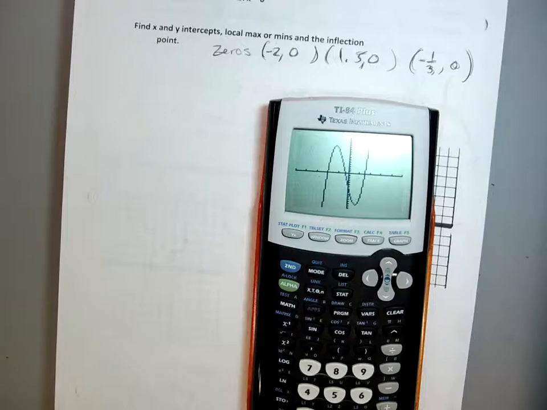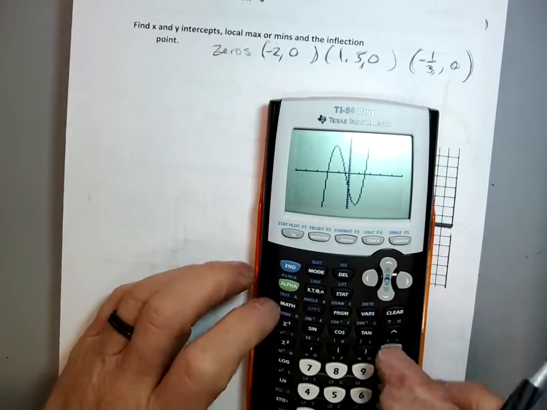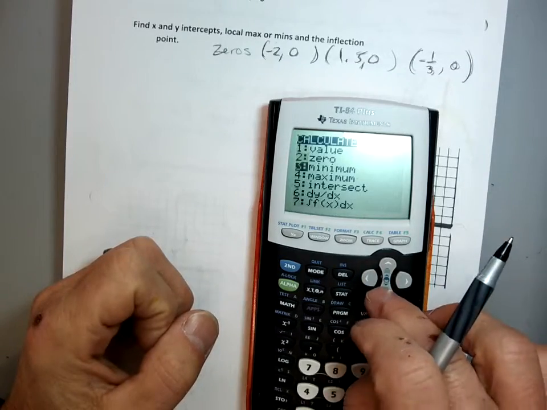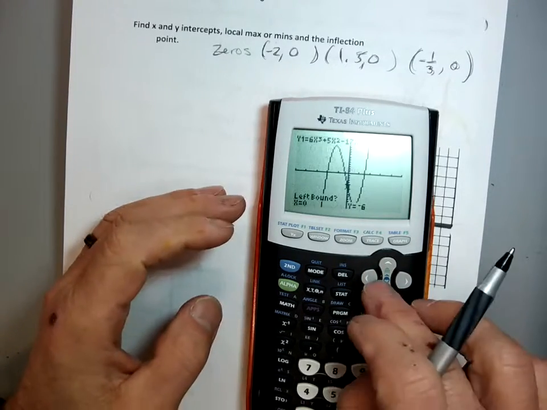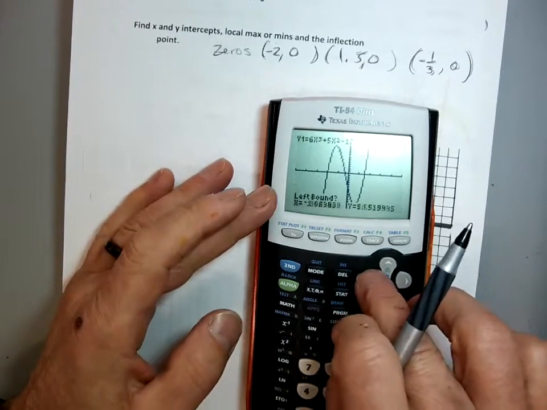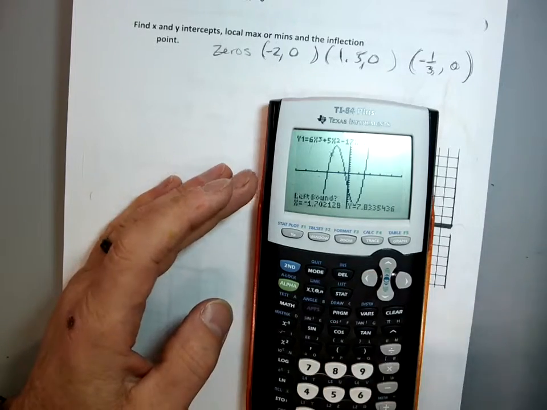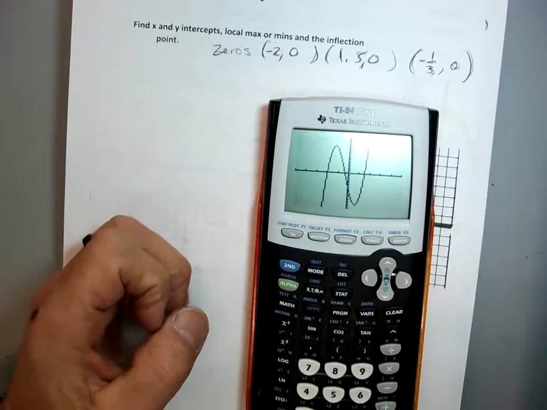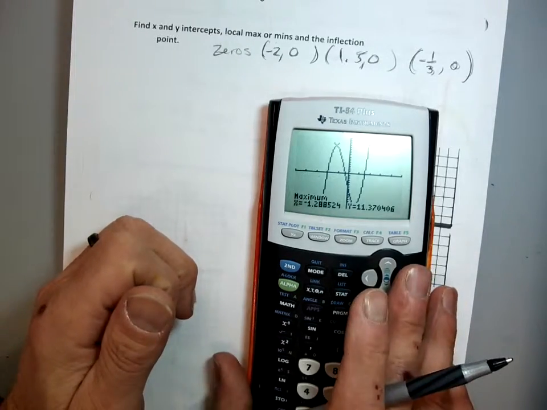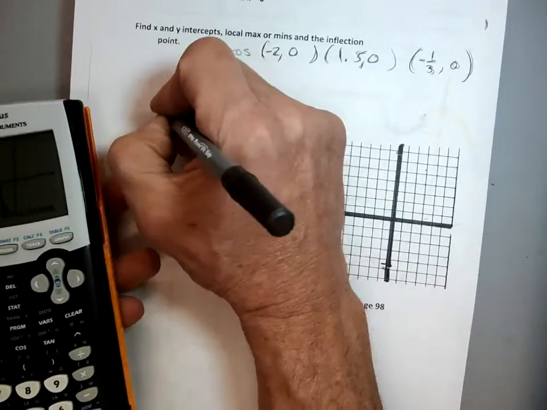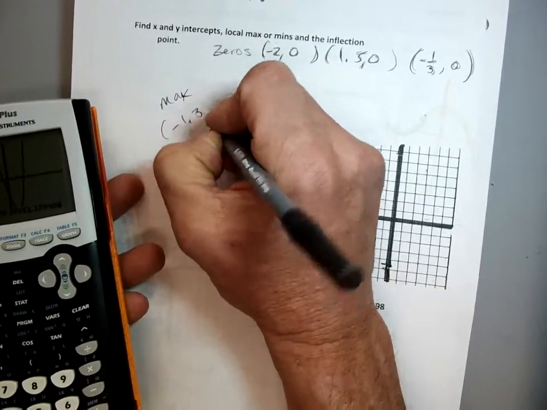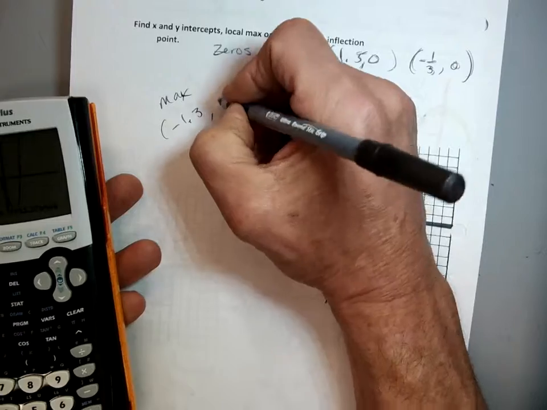So let's find our max. Okay, so calculate. Let's go for our maximum. Enter. Okay. Enter. Enter. Guess. So about a -1.3. So my max is about a -1.3 comma about 11.4.